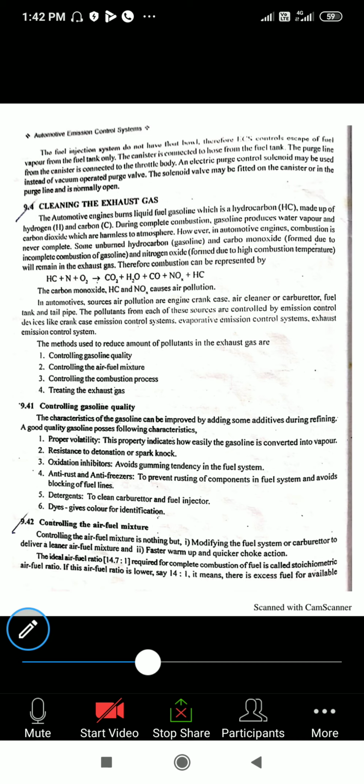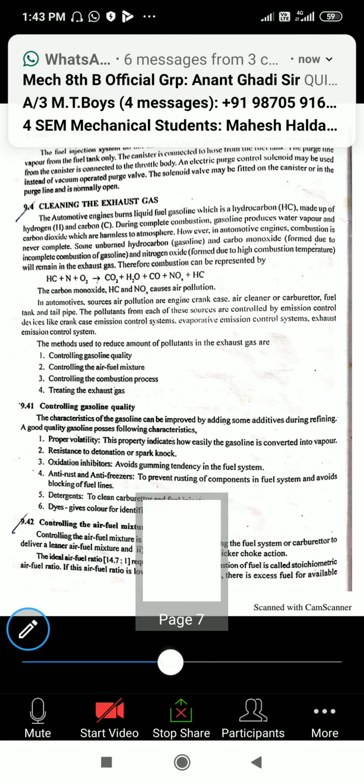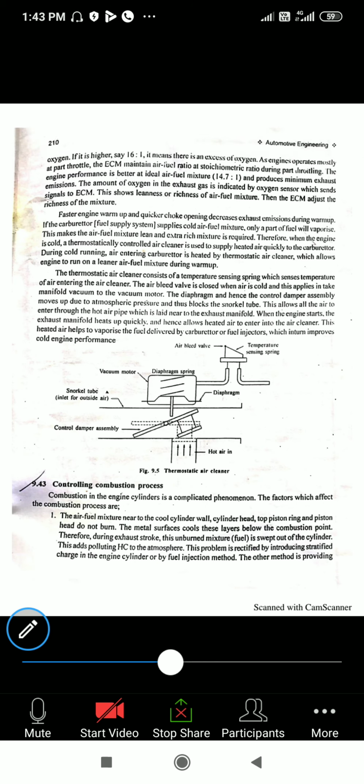Now next is faster warm up and quick choke action. That is a controlling system. So these are the functions of the carburetors that we are going to study over here. Now next, there is a thermostatic air cleaner, which is used for cleaning the air which passes through the engines. That also we are going to study.